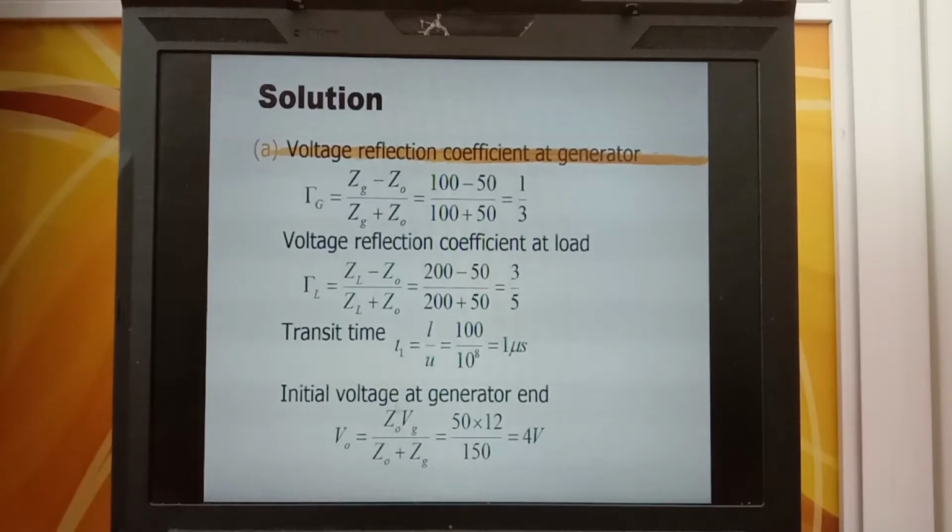The initial voltage at the generator end is given by this formula, which is basically the voltage divider rule that we study in circuit theory, where the impedance connected to the source is Z0, because at time t equals 0, the effect of the load is not felt yet. So we get V0 equals 4 volts.